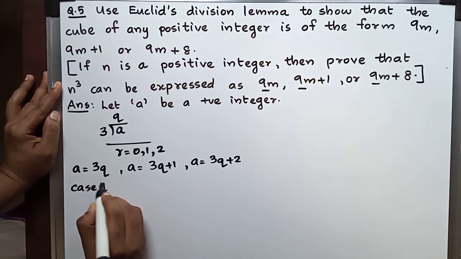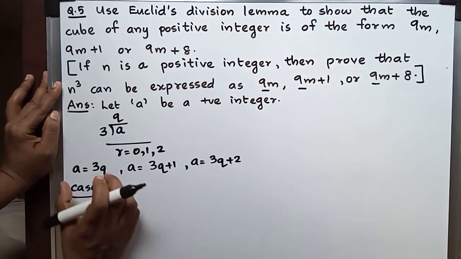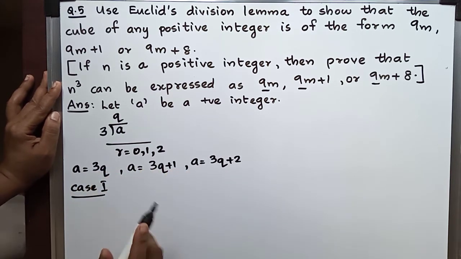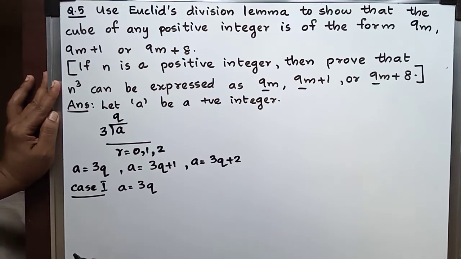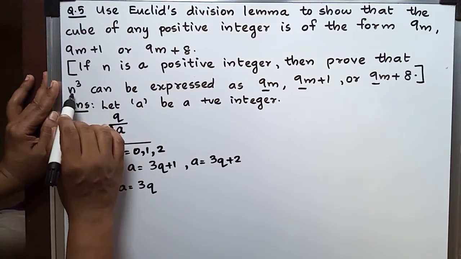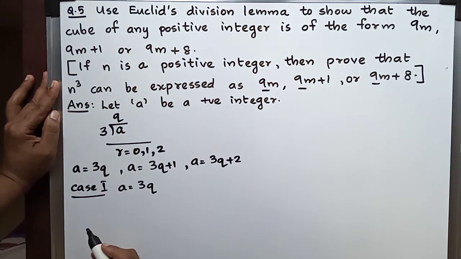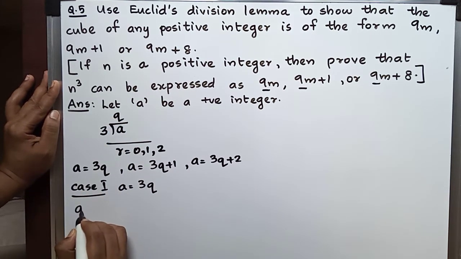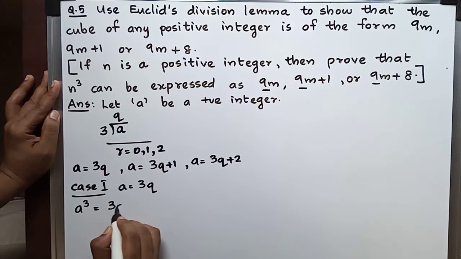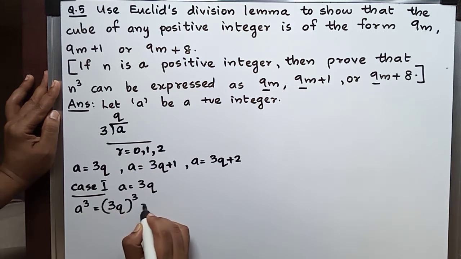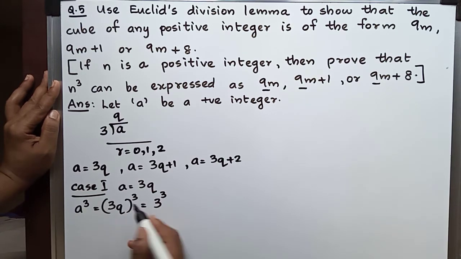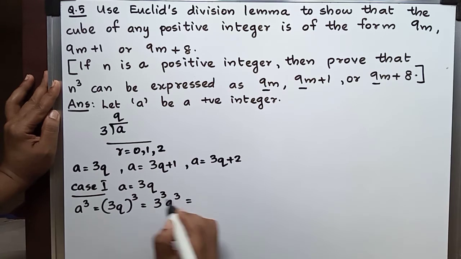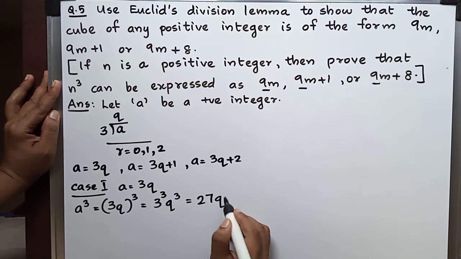Next step is case 1, case 2 and case 3, taking all these options separately. First option is a equal to 3q. Here we have to prove something about the cube of the number. So a cube is equal to 3q the whole cube. That is same as 3 cube into q cube, by the rules of exponents. We have learned it earlier, no? 3 cube is 27.